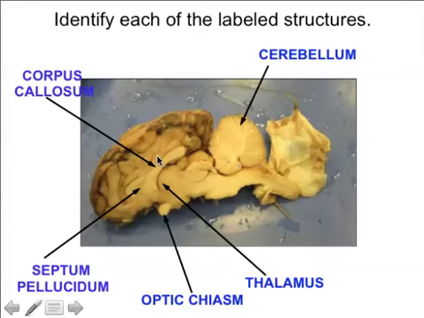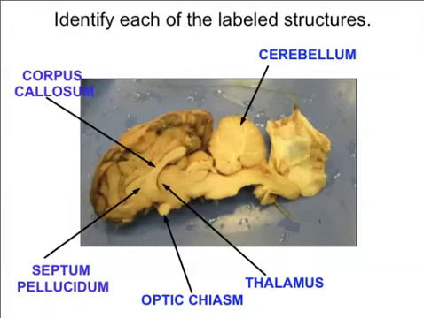There is the corpus callosum, the commissural tract that connects the right and left hemispheres, the septum pellucidum, behind which is the lateral ventricle, the optic chiasm down here. This is where the optic nerves cross, and the thalamus. And you might ask, okay, well, wait a minute, where is the pituitary gland?